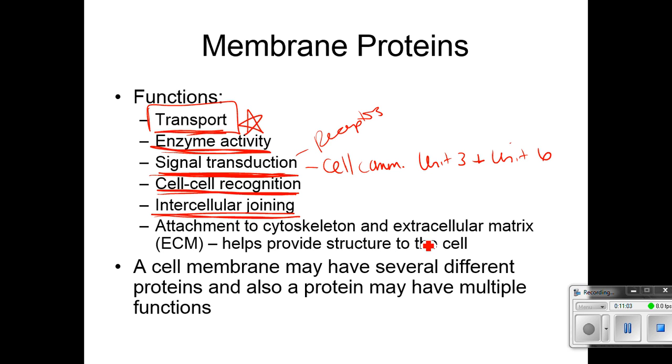Attachment of the cytoskeleton and extracellular matrix helps provide structure to the cell. Notice I showed you those filaments that were both inside and outside the cell. So this is the inside of the cell, and this is the extracellular. You may see ECM, that's extracellular matrix. That's what's outside the cell. A cell membrane may have several different proteins, and also a protein may have multiple functions. It may not just do one job.